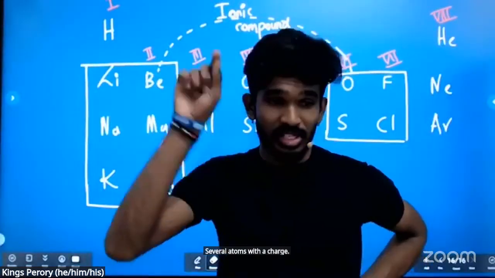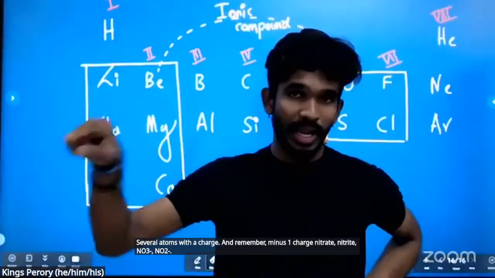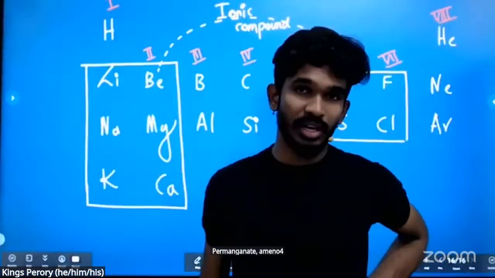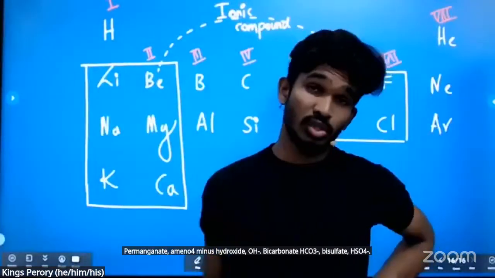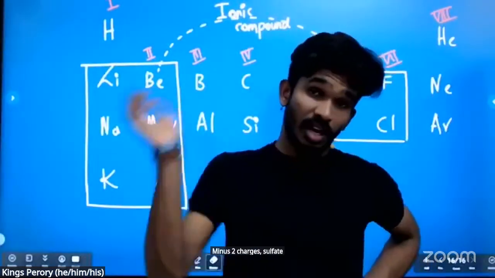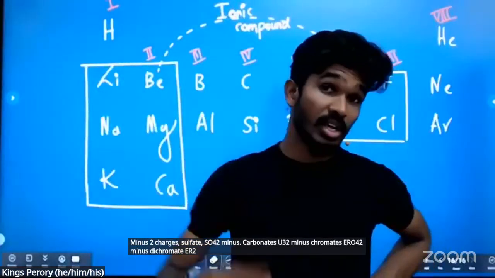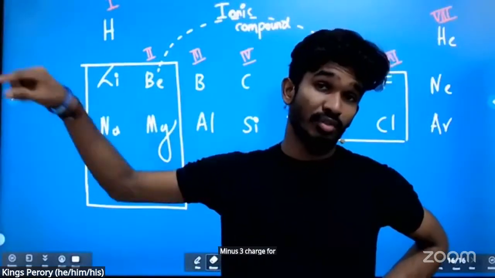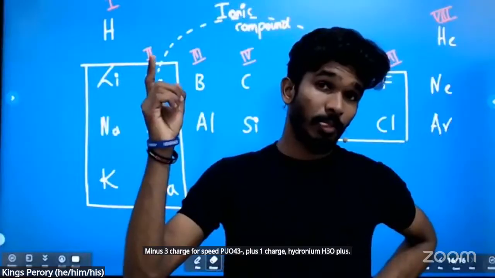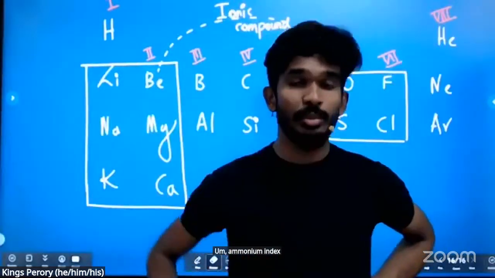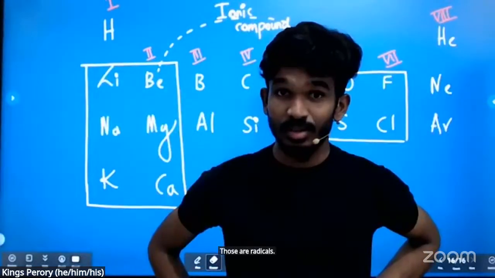Can you remember? -1 charge: nitrate, nitrite, NO3 minus, NO2 minus, permanganate, MnO4 minus, hydroxide, OH minus, bicarbonate, HCO3 minus, bisulfate, HSO4 minus. -2 charges: sulfate, SO4 2 minus, carbonate, CO3 2 minus, chromate, CrO4 2 minus, dichromate, Cr2O7 2 minus. -3 charge: phosphate, PO4 3 minus. +1 charge: hydronium, H3O plus, ammonium, NH4 plus. You have to memorize. Those are radicals. Those are polyatomic ions.